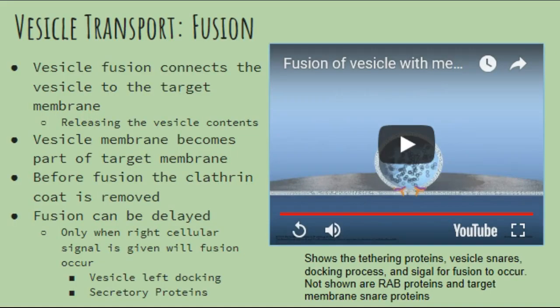The last and final piece of vesicle transport is fusion with the membrane. Vesicle fusion connects the vesicle to the target membrane and releases the vesicle contents into the membrane, or the cell that it's attaching to. The vesicle membrane becomes part of the target membrane, but before the fusion can occur, the clathrin coat is removed. Fusion can also be delayed.